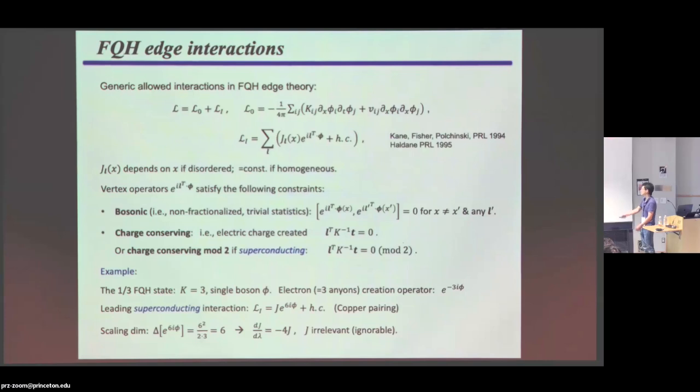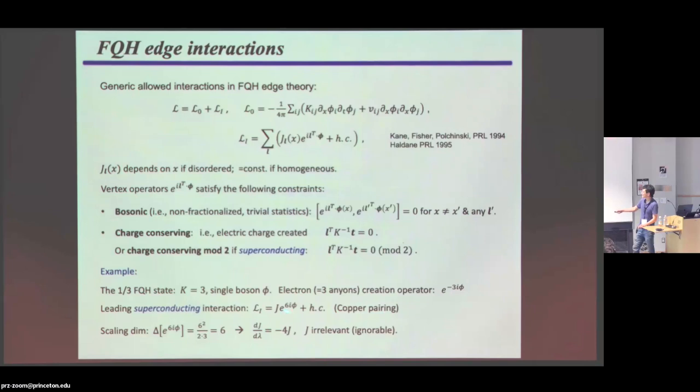With those constraints, let's look at an example: what kind of vertex operator you can have in your Lagrangian. For the 1/3 fractional quantum Hall state, earlier we talked about e^{-iφ} creating a charge-1/3 anyon, which is not bosonic. If you want to create an electron, which is a fermion, at least you need to create 3 anyons. That's given by e^{-3iφ}. But it's a fermionic operator, so this operator cannot directly enter your Lagrangian.